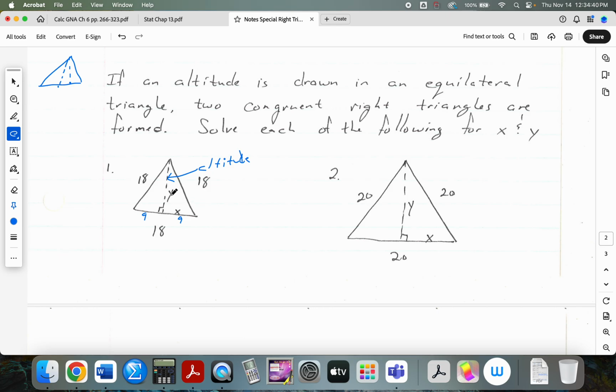Now let's find out what y is by doing the Pythagorean theorem. That's going to be 9 squared plus y squared is 18 squared. So that'll be 81 plus y squared. 18 squared? 324, right? Yep, 324. So subtracting, we get y squared is what, 241? 243, excuse me.